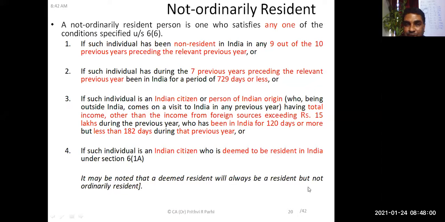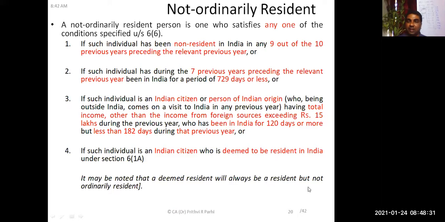Now I'm again going to share the PPT file with you. I think first two conditions you have understood. First condition is that he should be non-resident at least 9 out of 10 previous years preceding the relevant previous year. Second condition is that he should have stayed 729 days or less during 7 previous years immediately preceding the relevant previous year.